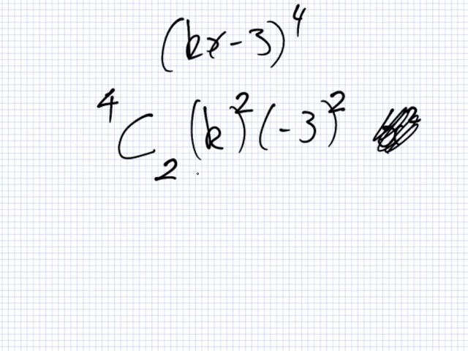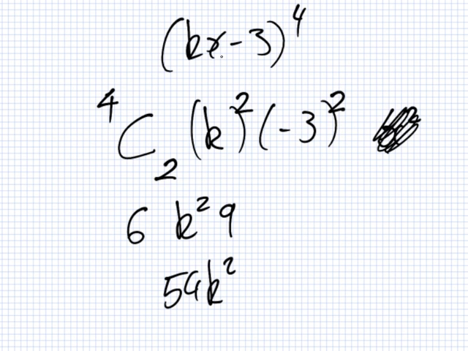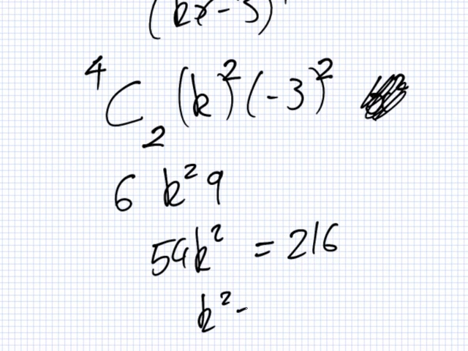So this should equal, 4c2 is 6, 6 times k squared times 9. So you have 54k squared is the coefficient of the x squared one here. I told you what that should equal. It should equal 216. So that means k squared should equal 4. Yeah, and then k should equal 2. Actually, I suppose there's two answers here, plus or minus.